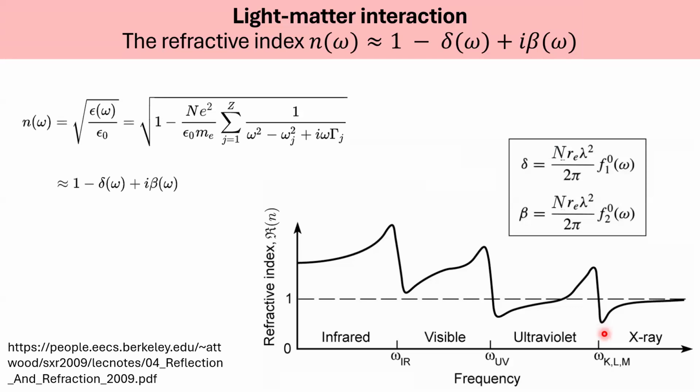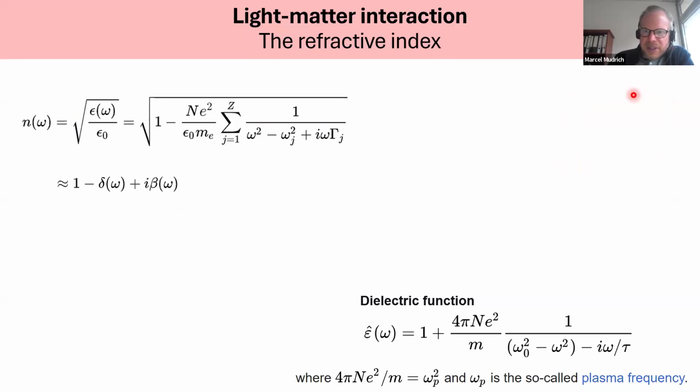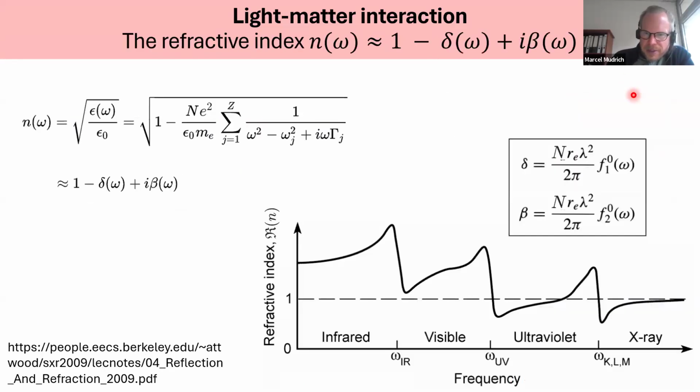It's because of the resonance frequency of different materials, right? Yes, absolutely. We just learned from the slide before, this is exactly how it looks going across one single resonance in our simple harmonic oscillator. So we have this step-like behavior for the real part of the refractive index. But why at omega IR, somewhere between IR and visible? Why in the UV? Why in the X-ray?